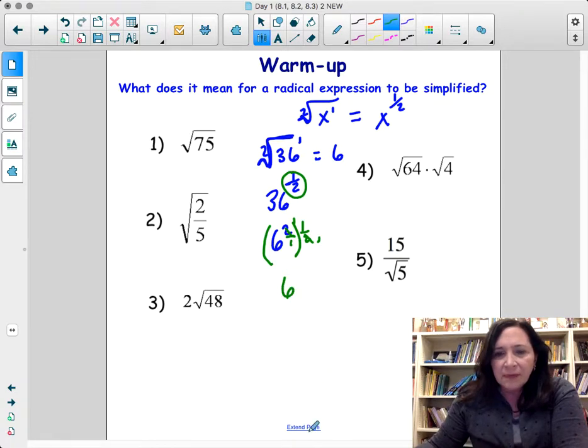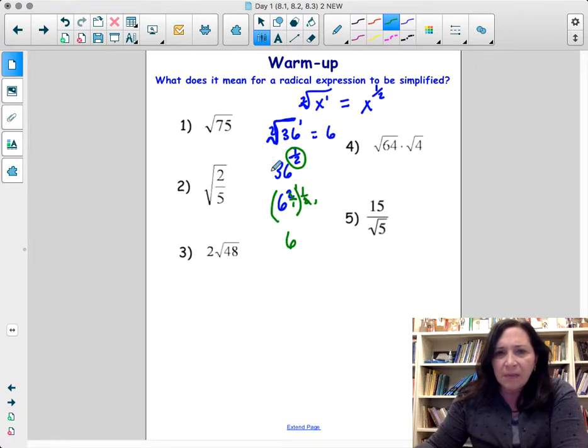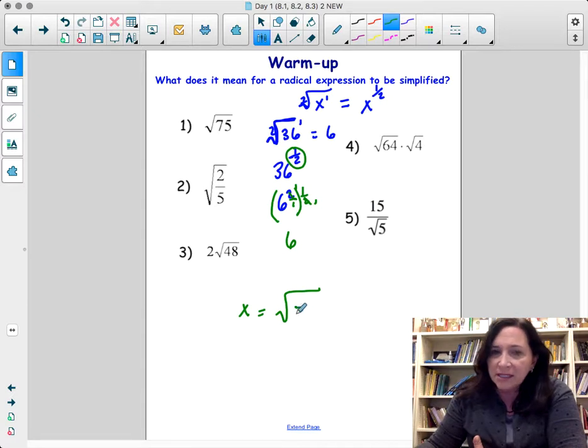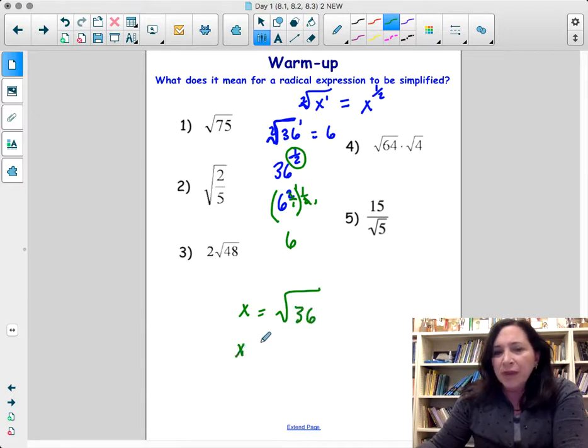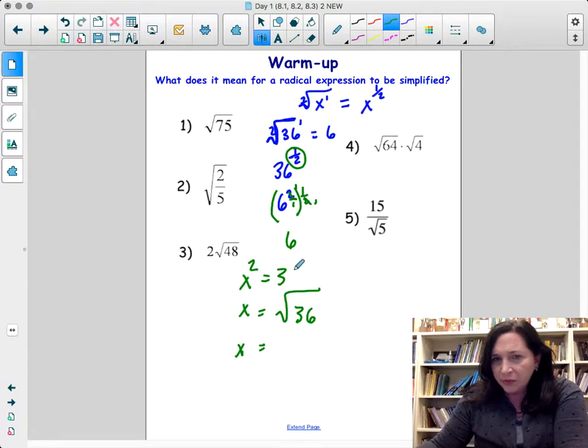Now, a couple of things to keep in mind as well: when you take the square root with a variable, you actually get 2 answers, because the original question was x squared equals 36.